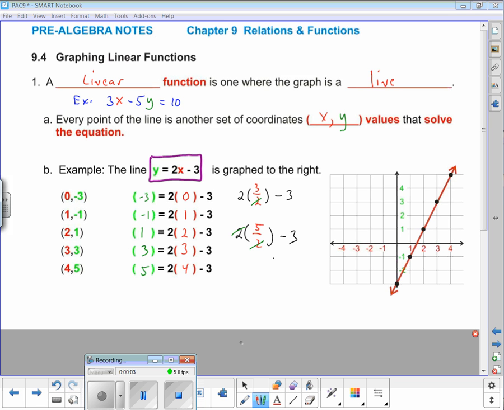All right, this is 9.4, Graphing Linear Functions, Part 2. So let's go ahead and wrap up this part of Lesson 9.4, and really the last thing we're going to do in our notes. So, graphing linear functions.